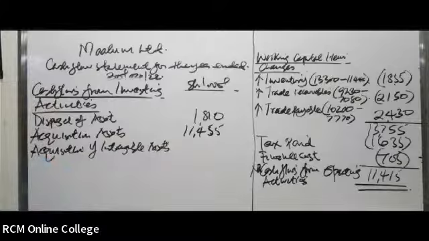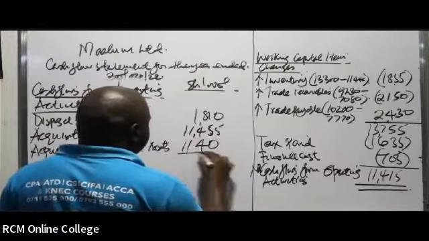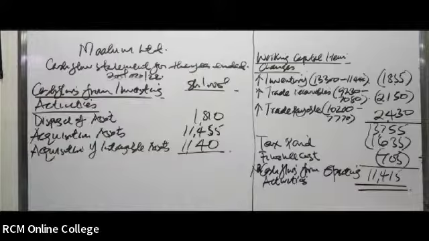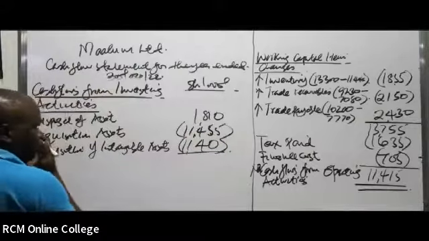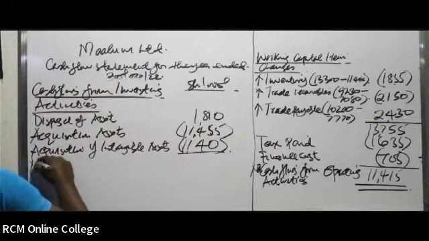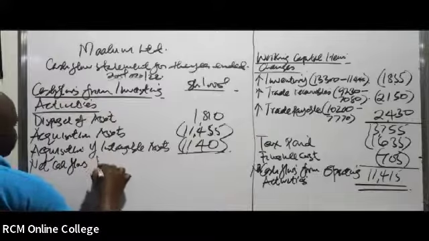The acquisition of intangible assets, I think, came to 1140. These ones were acquisitions, so we deduct them, and you'll be able to get the net cash flows.